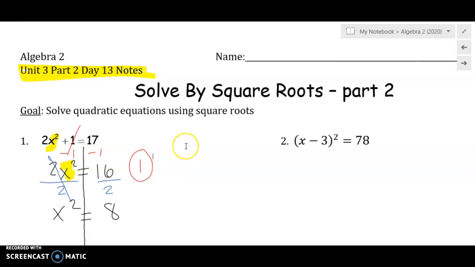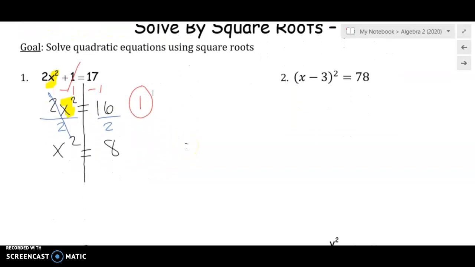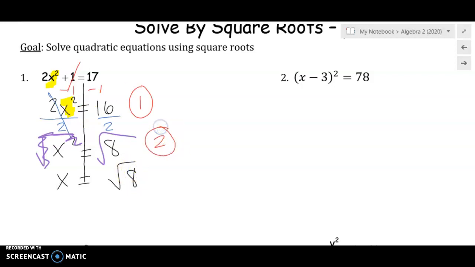Now, step 2 is to take the square root of both sides. So then I go ahead and I'll put that square root in there. That's going to get rid of the little 2. That's going to leave me with x equals the square root of 8. Again, that's technically step 2. Step 3 is you need to put in that plus or minus sign. So that is step 3. Then step 4 is to simplify. Kind of see if you could break it down at all.